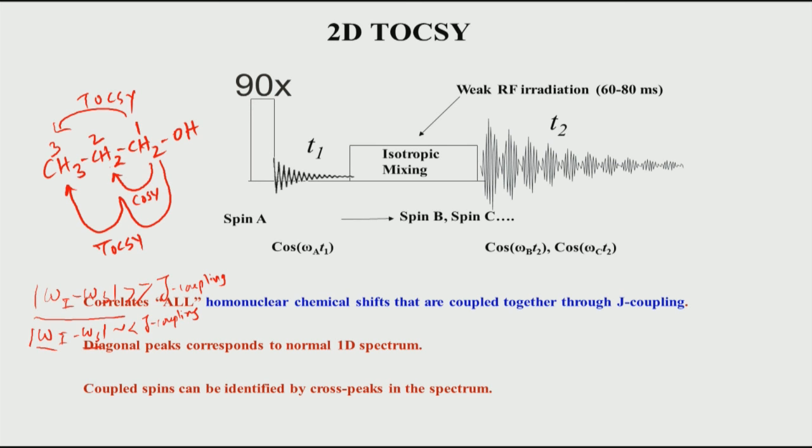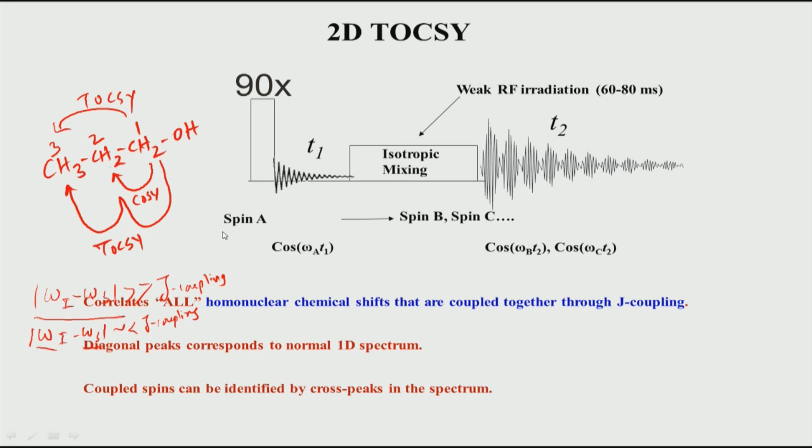We will see more schematics and real spectra down the line. And then what does the spectrum look like? As we saw in the case of COSY, you expect a diagonal peak. Remember, spin A does not transfer all its magnetization to B and C and so on; it only transfers part of it. That is what we mentioned in the last class as transfer efficiency. The transfer efficiency of magnetization is never 100% in the case of homonuclear.